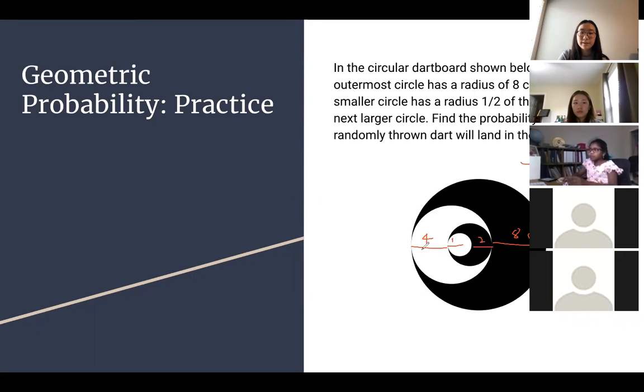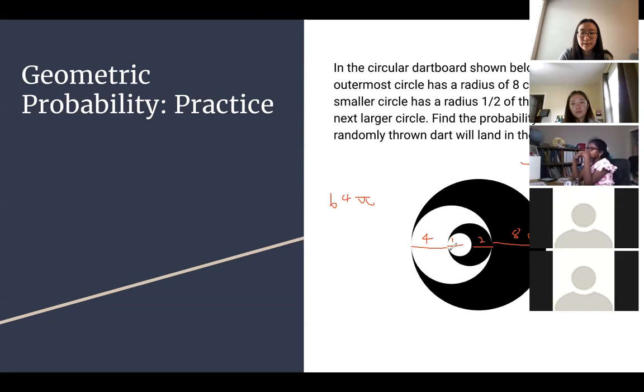So we're going to find the area of this white circle right here. Actually, let's find the area of the whole thing, which is going to be 64 pi, because that's just the biggest circle. Sorry, 64 pi is the area of the whole thing. And this white circle has a radius of 4, so its area is going to be 16 pi.